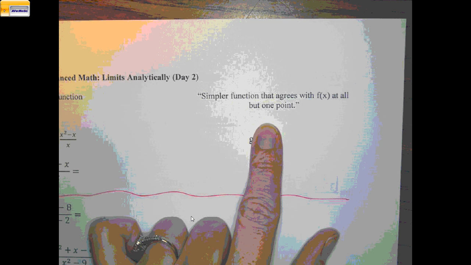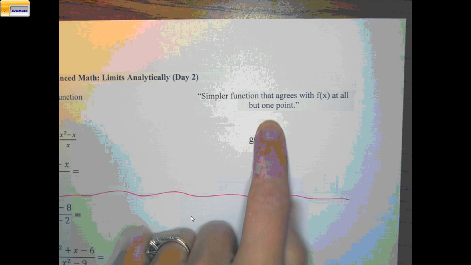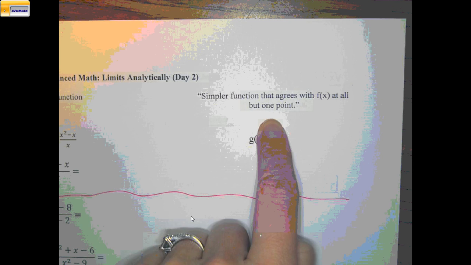And then you're going to see in your textbook on your assignment something that looks like this. It wants the simpler function that agrees with f of x at all but one point. And you're going to go, I don't know how to do that. You do know how to do that.